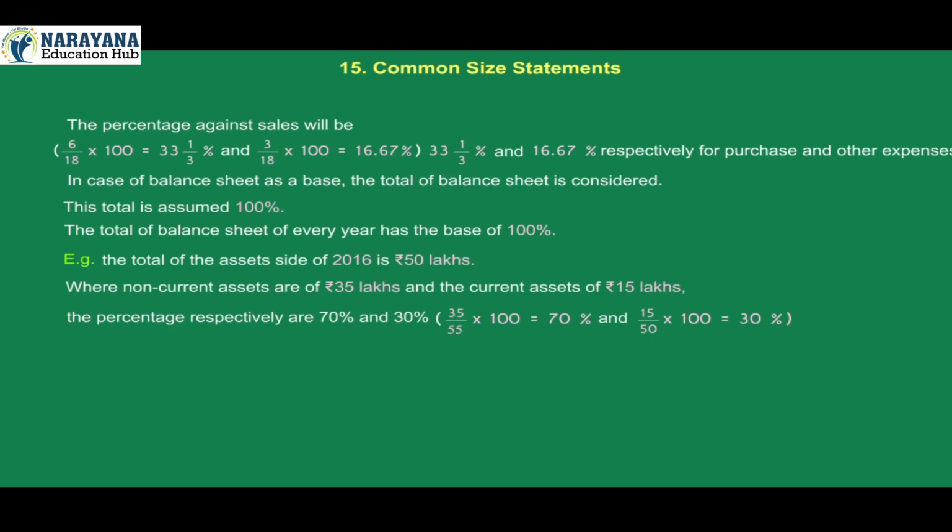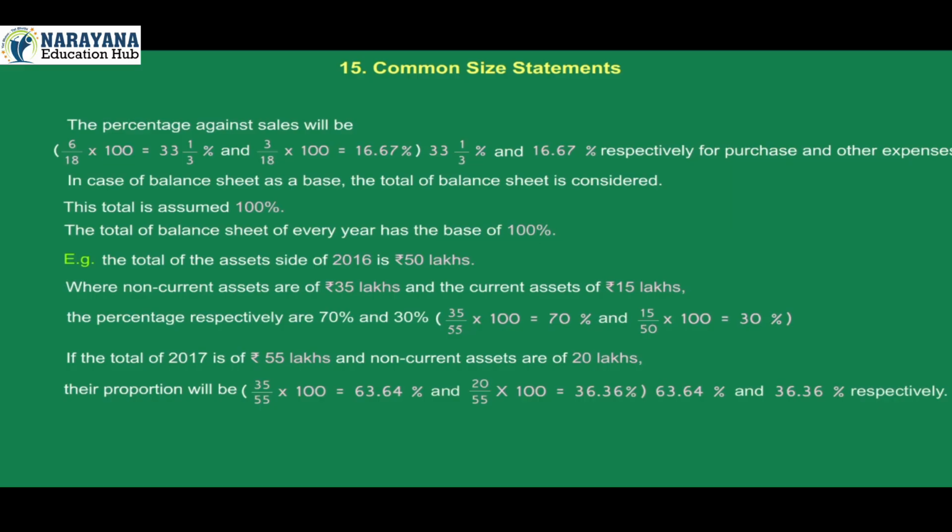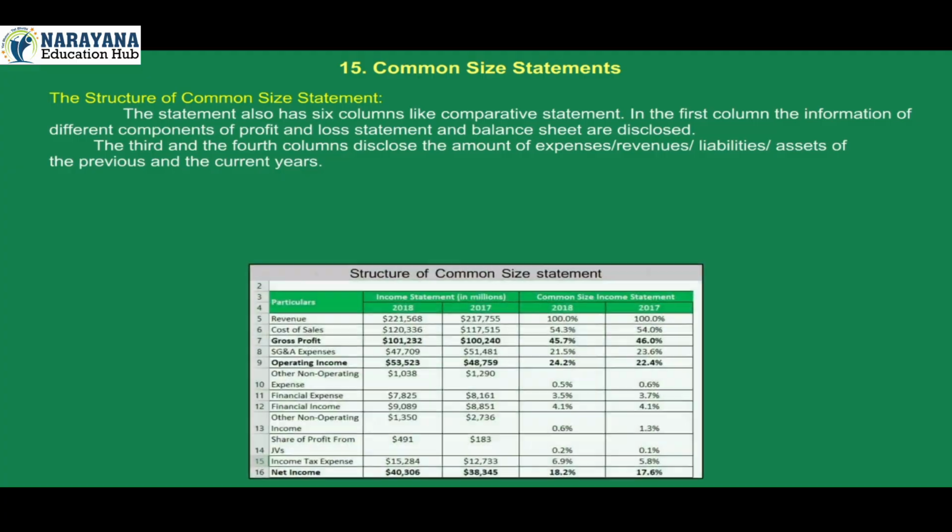35 divided by 50 into 100 is equal to 70% and 15 divided by 50 into 100 is equal to 30%. If the total of 2017 is Rs 55 lakhs and non-current assets are 35 lakhs, their proportion will be 35 divided by 55 into 100 is equal to 63.64% and 20 divided by 55 into 100 is equal to 36.36%, 63.64% and 36.36% respectively.